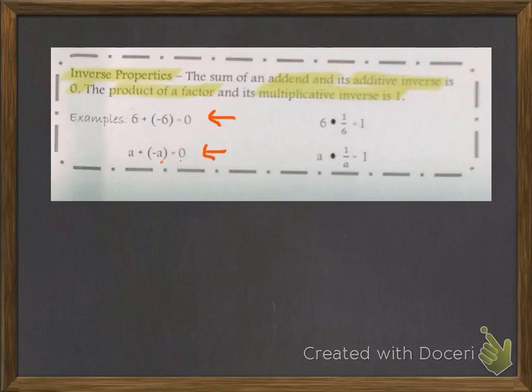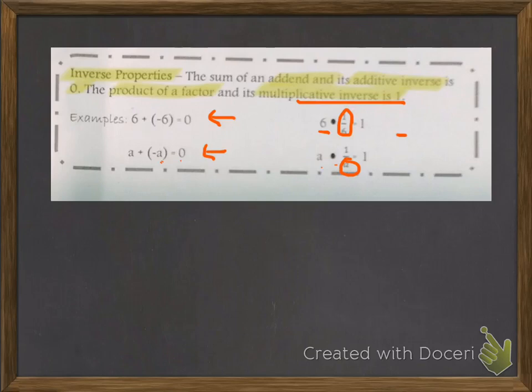That's for addition. Inverse properties for multiplication. So we have a factor, which is 6, times its multiplicative inverse. The multiplicative inverse of 6: if I have a factor of 6, its inverse is 6 in the denominator with 1 on top of it. So a factor of 6 times the inverse, 1 over 6, will always equal 1. So any factor times its inverse, 1 over that number, equals 1.